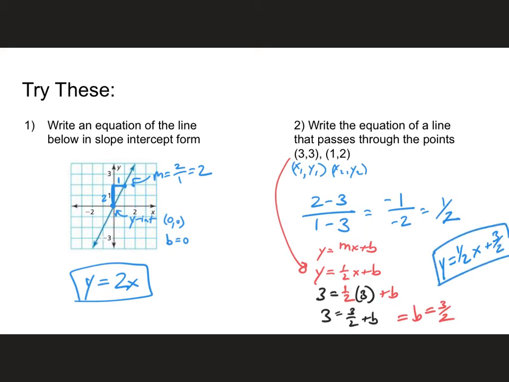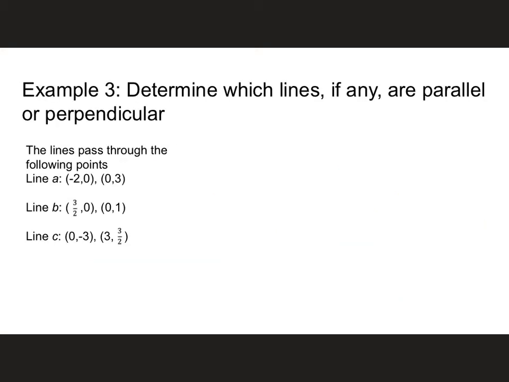All right. Okay, example 3. Determine which lines, if any, are parallel or perpendicular. Let's remind ourselves what makes two lines parallel first. So from a geometry standpoint, parallel lines never intersect. But what makes them never intersect is an algebra concept. And we would say that the slopes are the same because the lines never intersect.